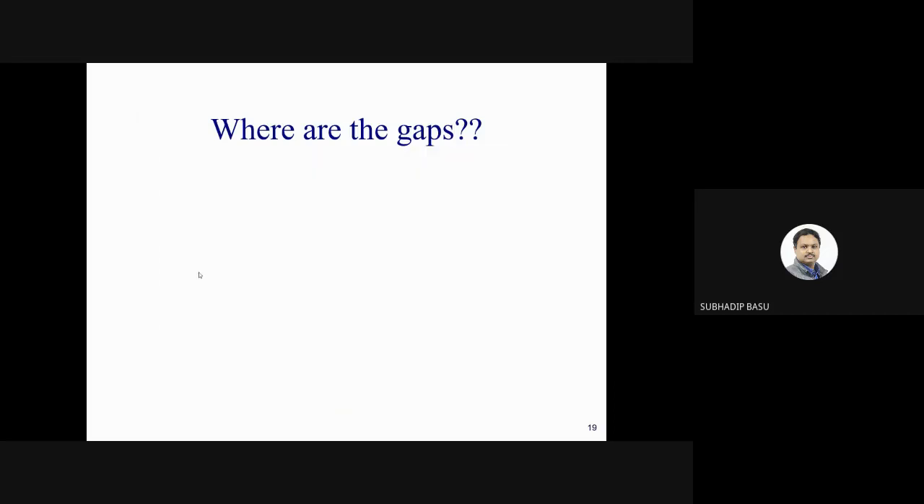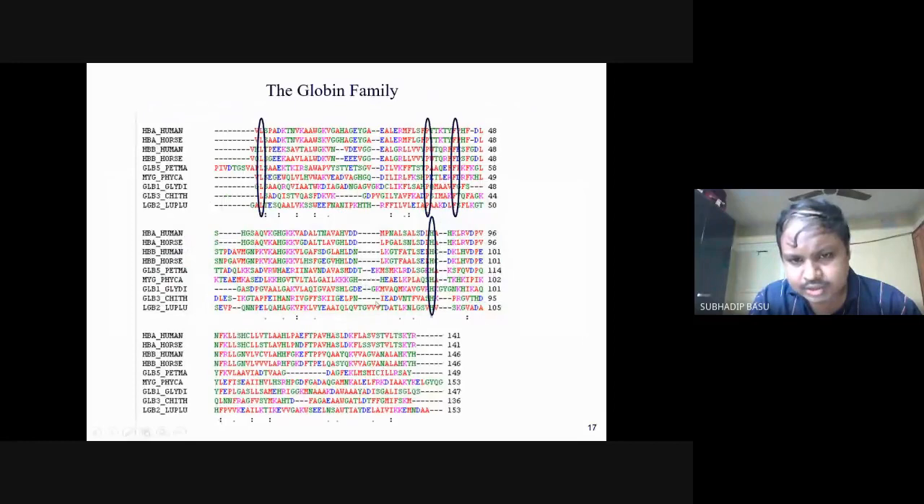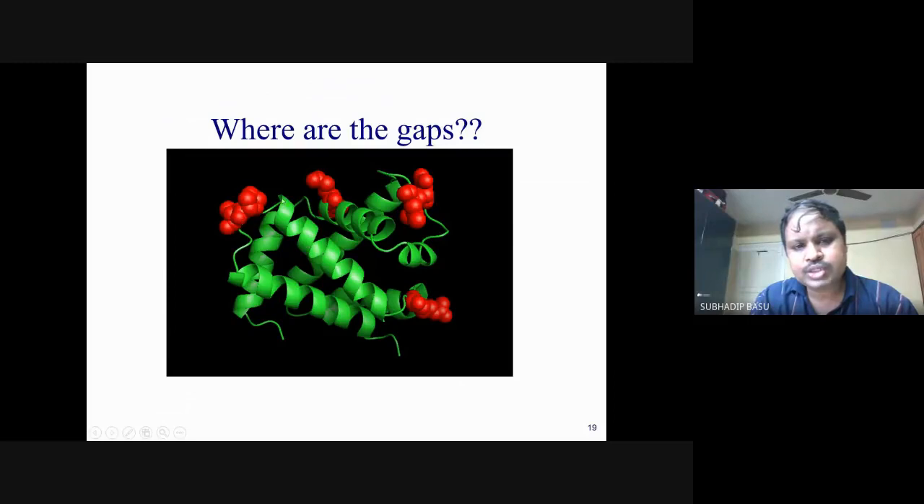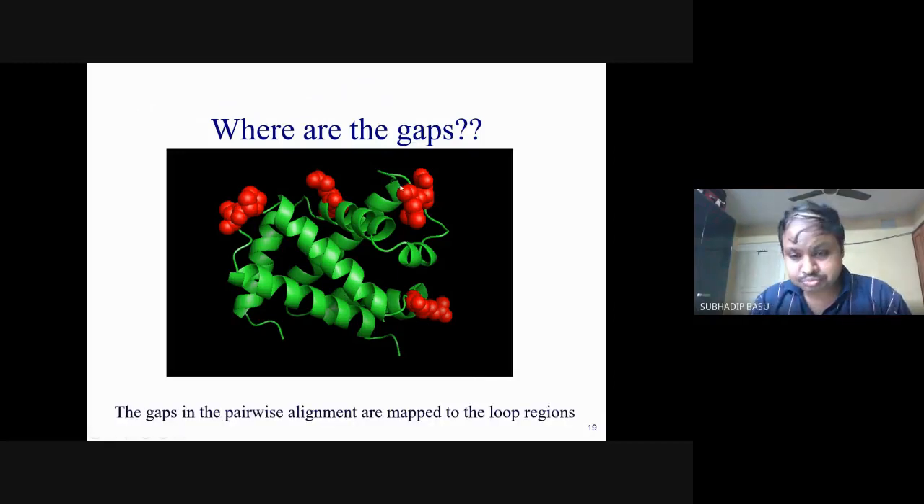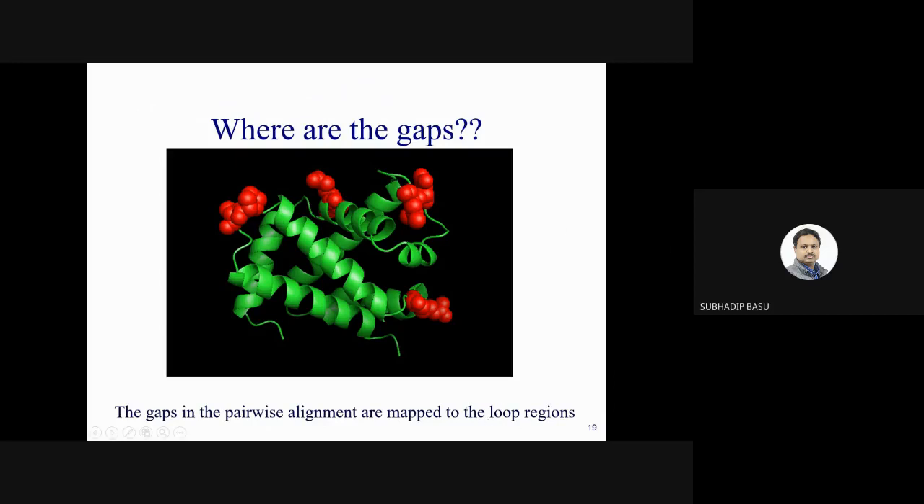Also, it is important to see where the gaps are in these sequences, so these gaps are also important. These are the non-aligned regions, where these gaps exist. These are usually mapped in the loop region, for example, in the case of alpha helix or beta strand. So if we have a pairwise alignment, you can see that these gaps are primarily mapped into the loop regions.